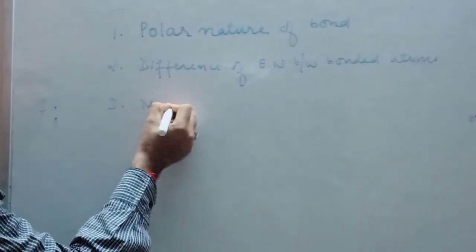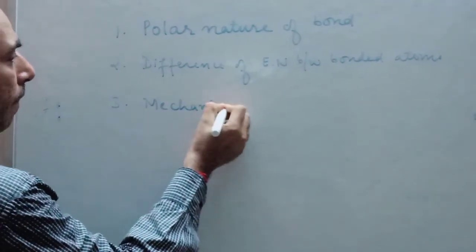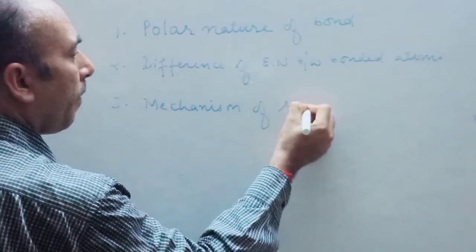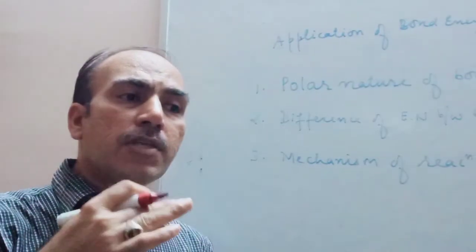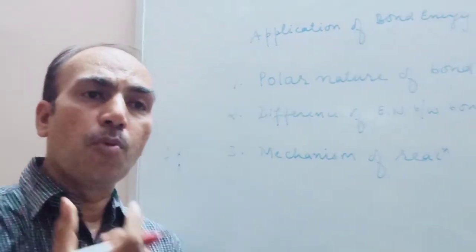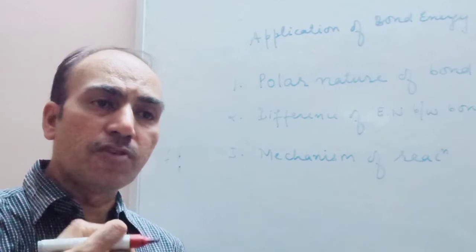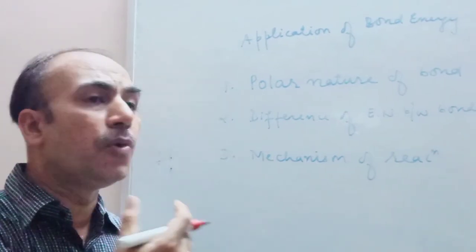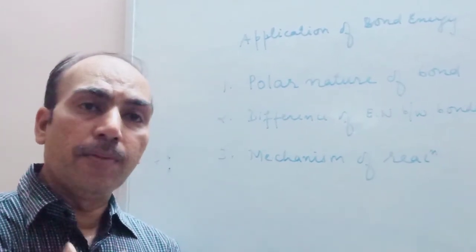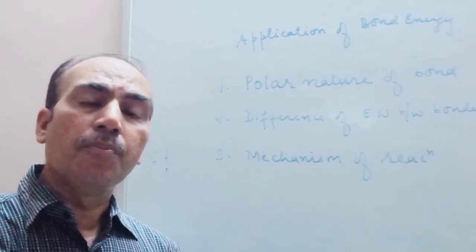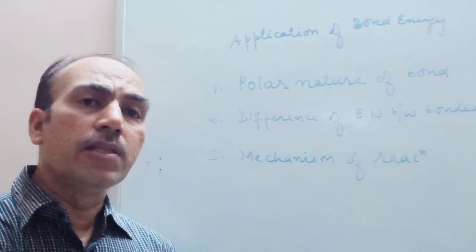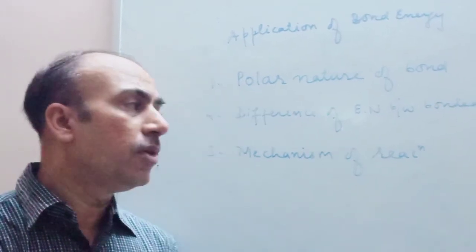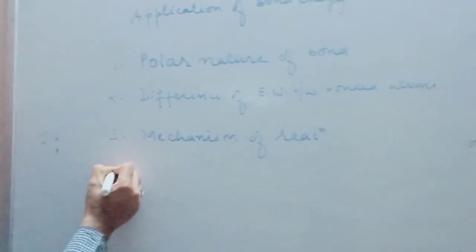Third is mechanism of the reaction. Mechanism of the reaction means the stepwise process, which bond is broken first and after that which bond is broken, that can be found out if we know the bond energies. The bond which is of lowest energy breaks first and then the bond with the higher energy is broken down. In this way we can find out the mechanism of the reaction from bond energy.